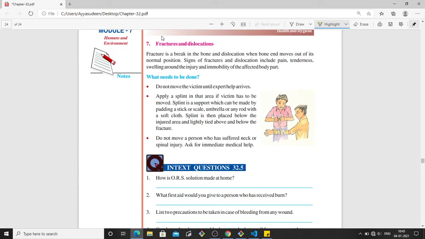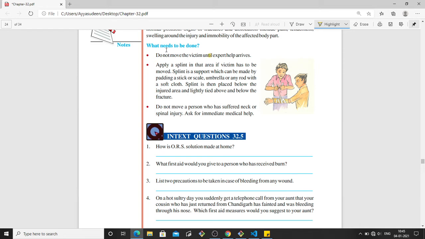Next, fractures and dislocations. A fracture is a break in the bone, and a dislocation is when the bone end moves out of its normal position. The signs include pain, tenderness, and swelling around the injury. So what needs to be done? Do not move the victim until expert help arrives, because if you move them, it will worsen the condition. And apply a splint in that area if the victim has to be moved.